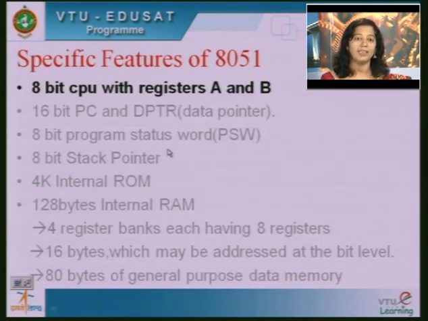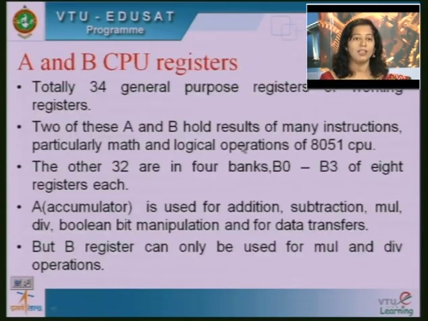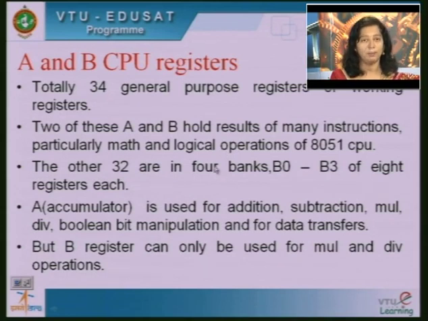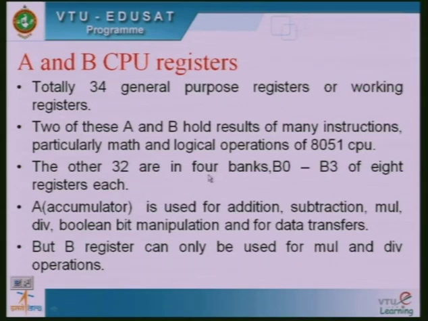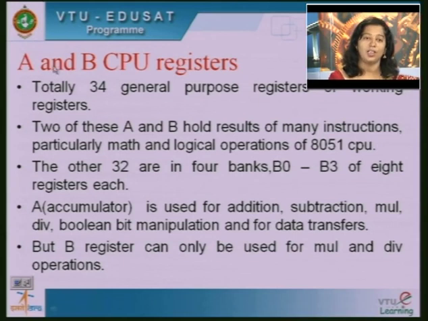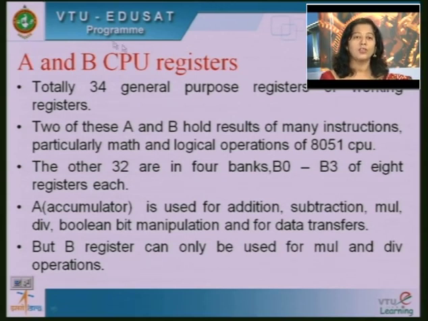So we were discussing in detail the different features of 8051, and the first thing we considered were the A and B CPU registers. We call them CPU registers because they are mainly used with all CPU operations. I told you yesterday to remember that one of the operands is usually stored in the A register, and wherever there is a multiply or divide function, the other operand will be stored in the B register. Usually the result of operations will also be present in these registers.